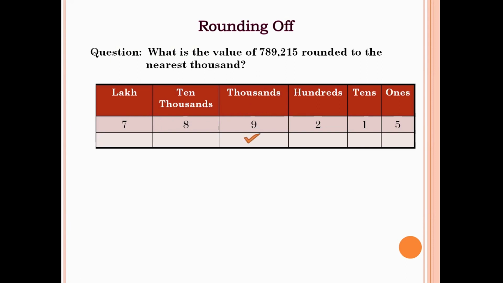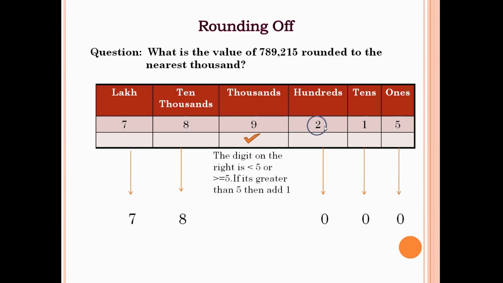So again, the number on the left of 9 will come as it is, 7 and 8 will come as it is. The number on the right of 9 will become 0. But what will happen to 9? For that, we will have to look at the digit on the right of it, which is 2. Now, if this digit is less than 5, then 9 will not get anything. And we can see it as 2, which is less than 5.